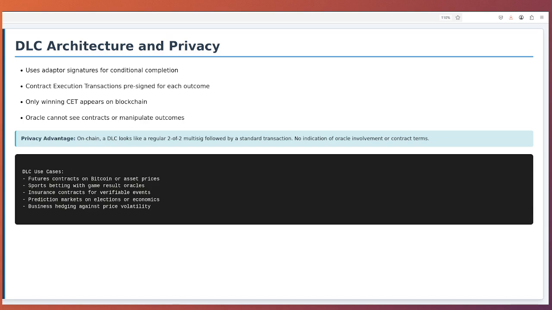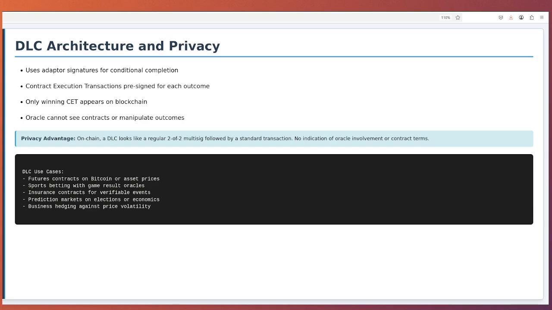For each CET, both parties create adapter signatures. These are signatures that are almost valid but missing one piece of information, specifically the Oracle's signature on the corresponding outcome. Both parties exchange these adapter signatures.